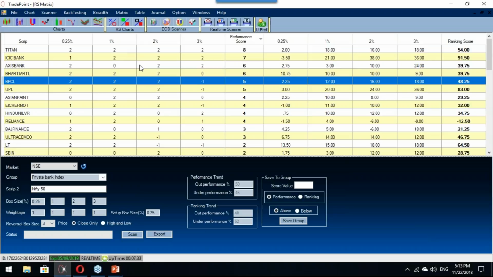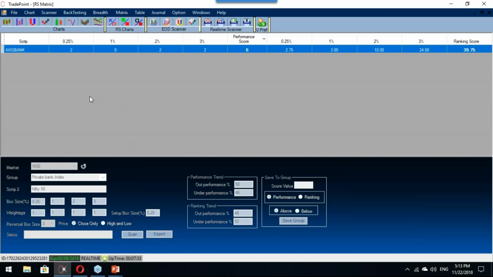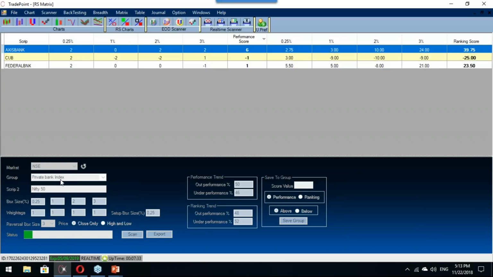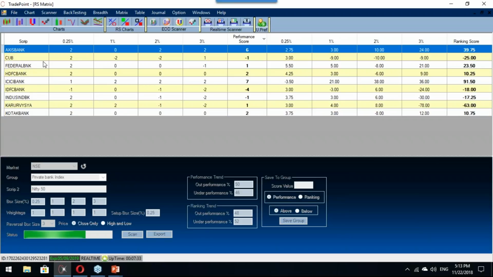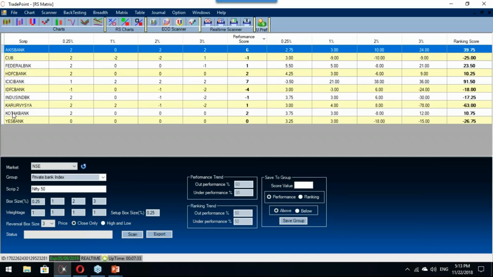What we'll do, just to avoid confusion, is run a scan wherein the numerator is the Nifty banking index. So what we are trying to find out here is how the stocks from the private banking sector are performing in relation to the Nifty 50 index. So we have these many stocks here: 1, 2, 3, 4, 5, 6, 7, 8, 9, 10. We have 10 stocks which constitute the private bank index.